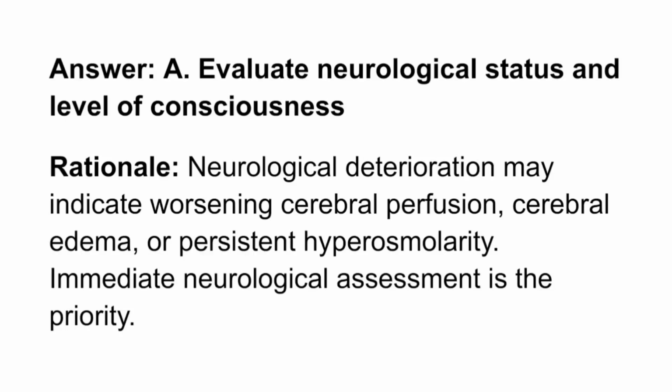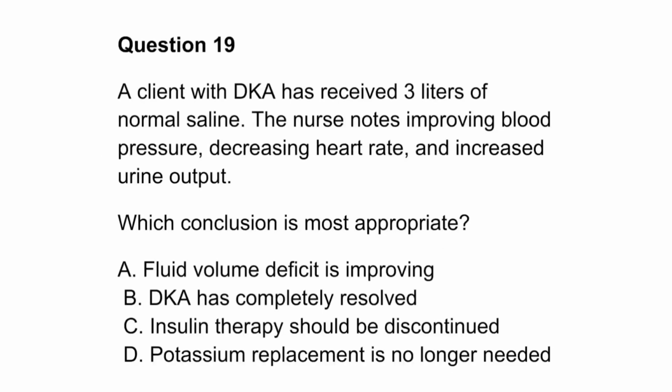Rationale: neurological deterioration may indicate worsening cerebral perfusion, cerebral edema, or persistent hyperosmolarity. Immediate neurological assessment is the priority. Question 19. A client with DKA has received 3 liters of normal saline. The nurse notes improving blood pressure, decreasing heart rate, and increased urine output. Which conclusion is most appropriate?